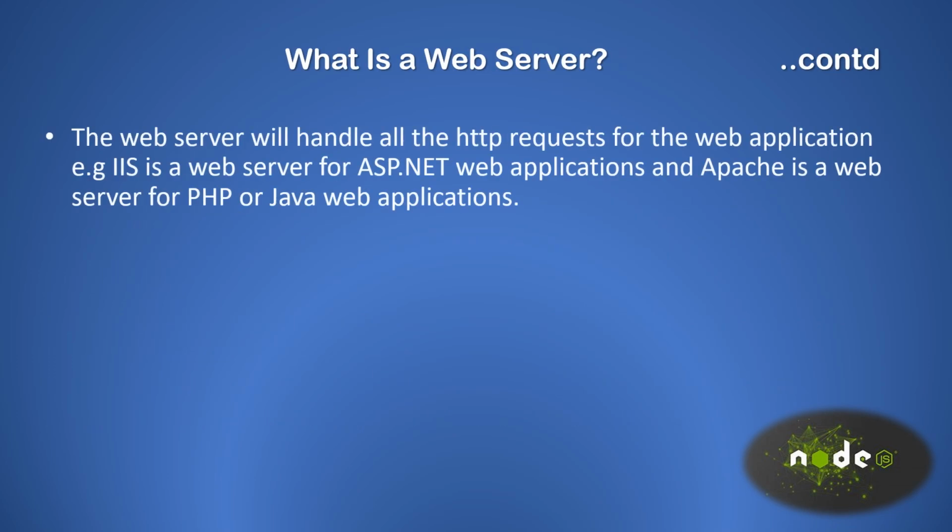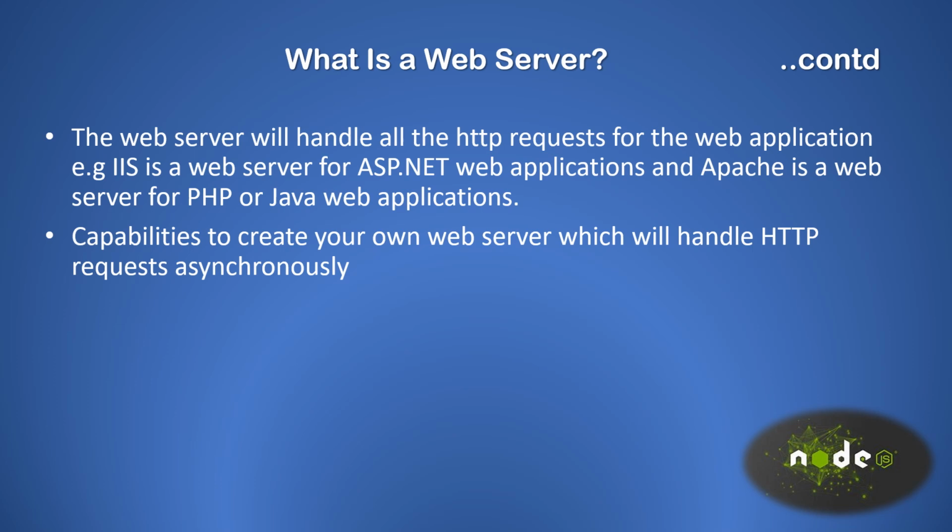As I told, it can handle HTTP requests for the web application, right? If you know how .NET works, .NET is usually deployed on the IIS web server, and Java or PHP applications will be deployed under an Apache server. Those are some examples of the different types of web servers we have across technologies. Node.js has the capability to create our own web server which will handle HTTP requests asynchronously. That is the main advantage of the Node.js web server.